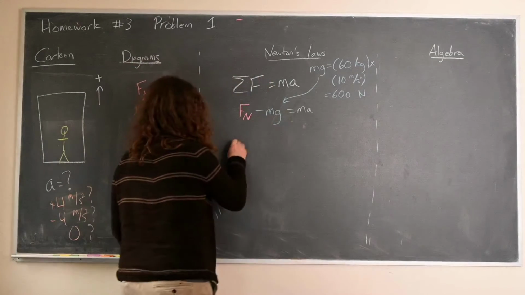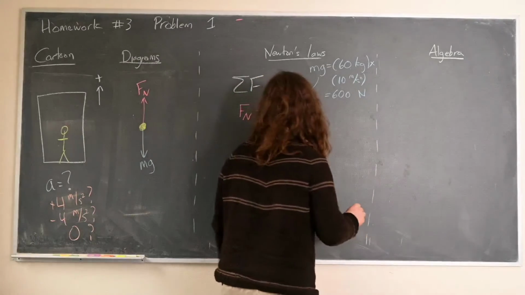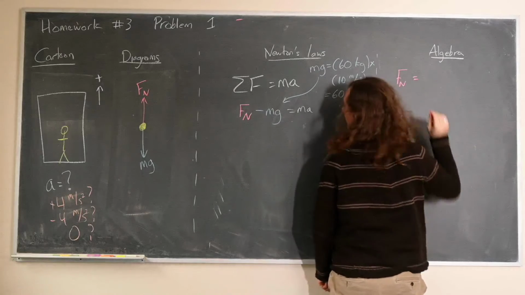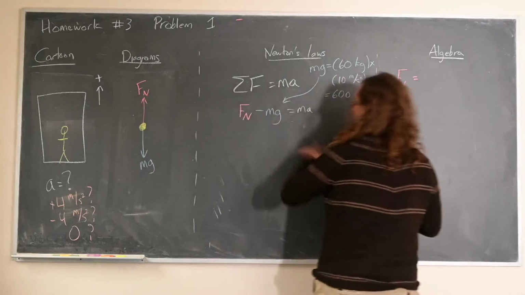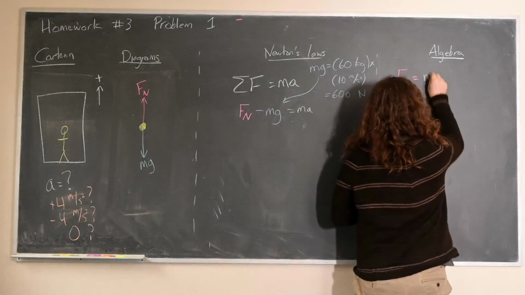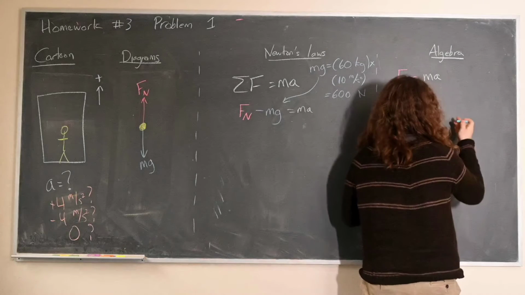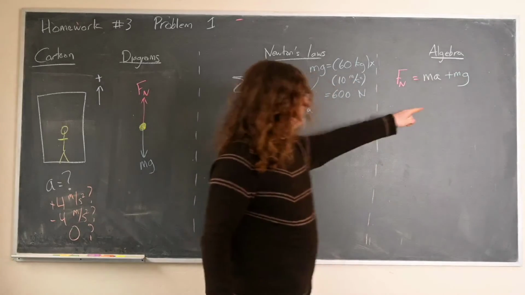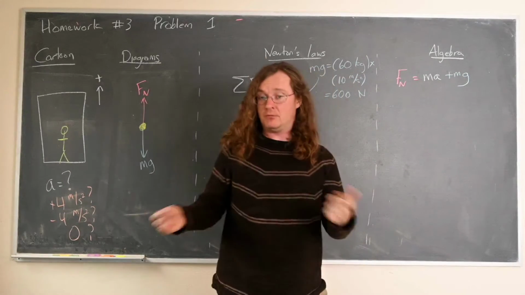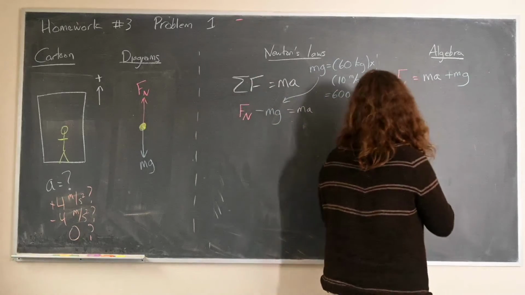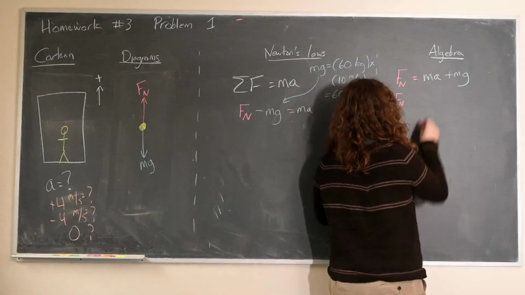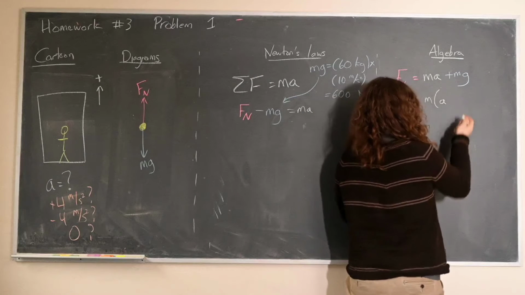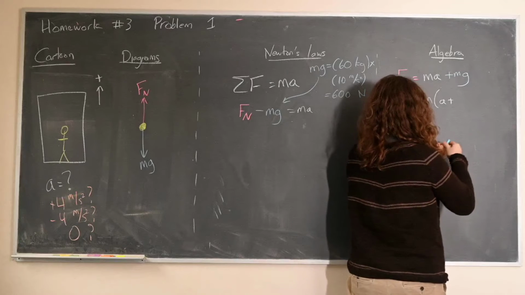So I can solve for the normal force. So let's just solve for F sub n. F sub n equals, well, this goes to the other side, so ma plus mg. And for the different values of a, we can figure out what we get. So let's make this a bit simpler. The normal force is going to be the mass of the person times a plus g.